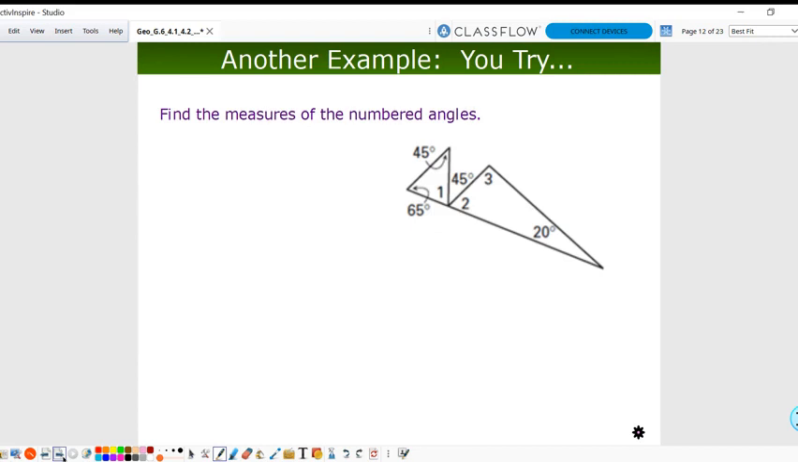Here's another example for you to try. Definitely pause the video and see what you can figure out for yourself. Unpause and see what else we have.